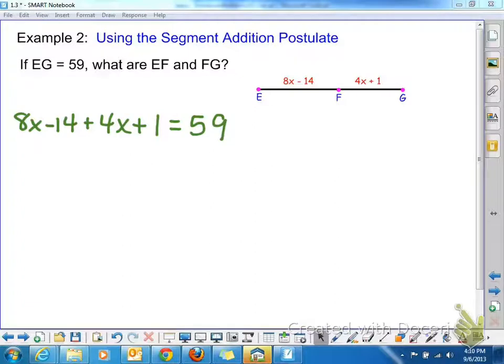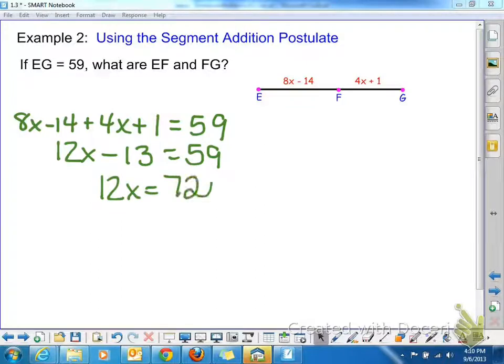Now we need to combine like terms and isolate the variable. 8x and 4x are going to give us 12x. Negative 14 plus 1 is negative 13, is equal to 59. Now using the addition property, we can say that 12x is equal to 72. In the multiplication property, we can divide and say that x is equal to 6.